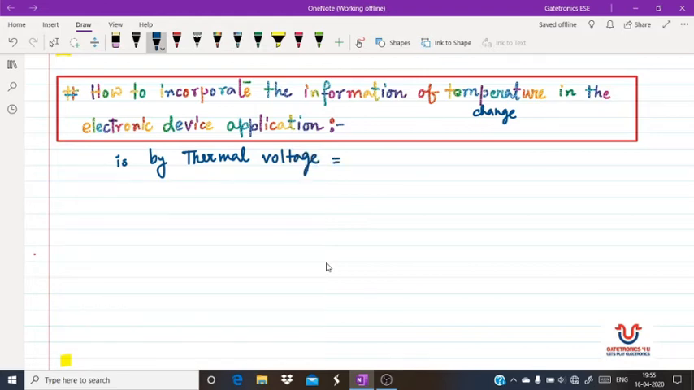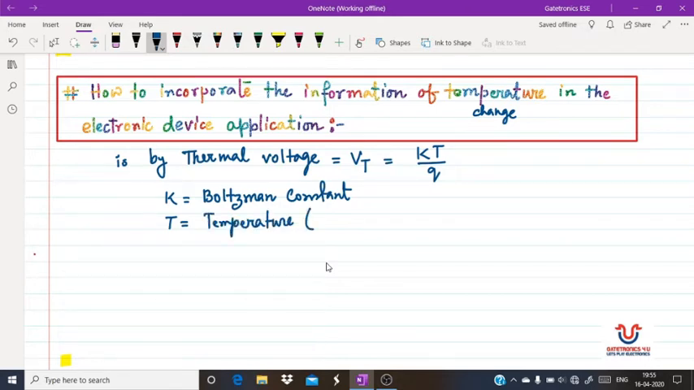This thermal voltage is given by Vt and it equals kT by q, where k is the Boltzmann constant and T is the temperature, always in Kelvin or degree Kelvin, and q is the electronic charge, that is 1.6 into 10 to the power minus 19 coulomb.